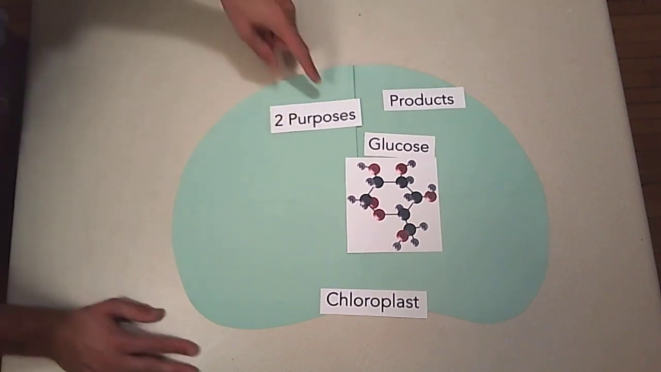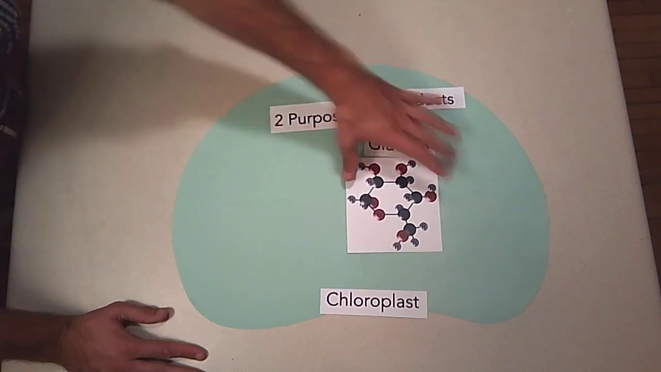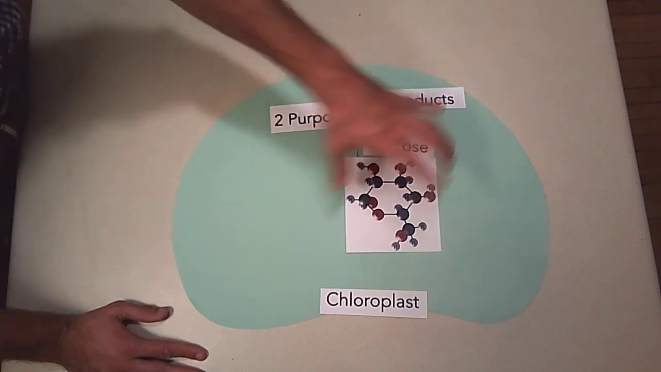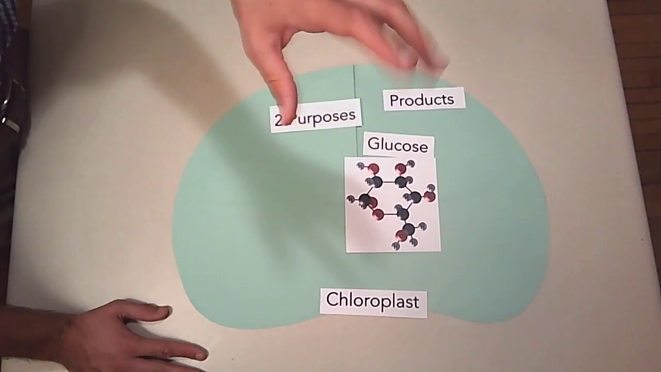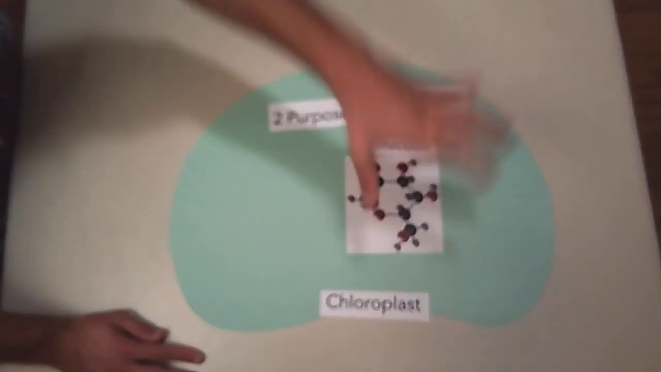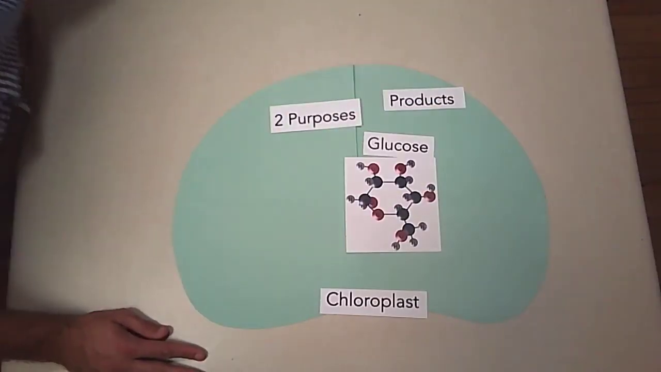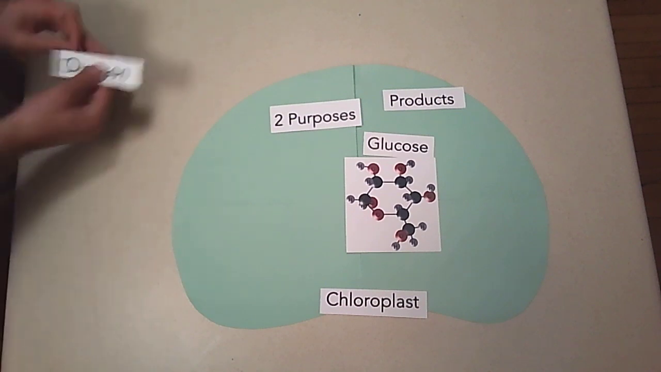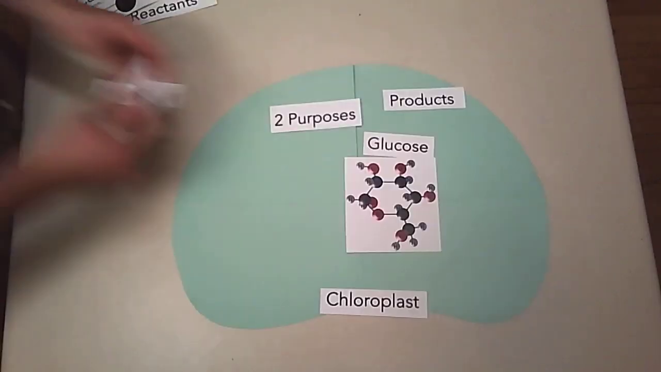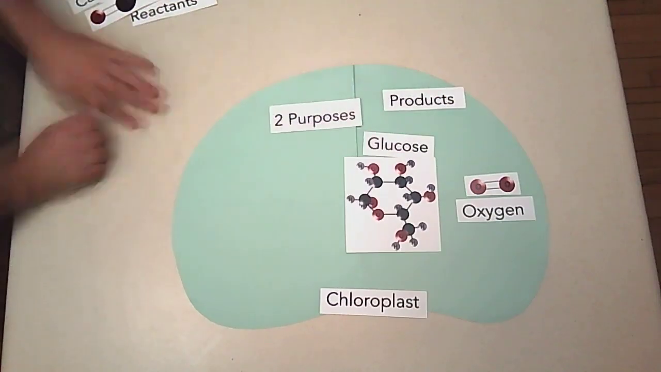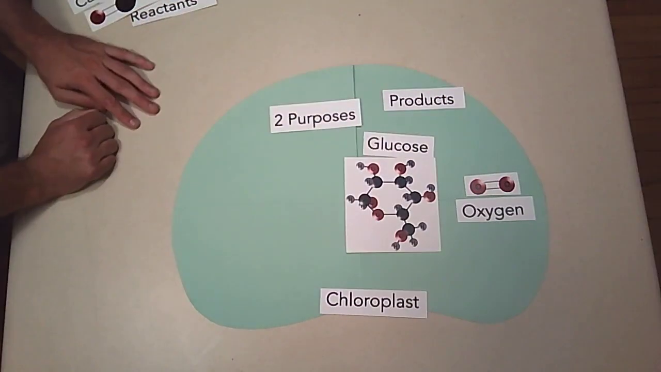Right? The second purpose is structure. So this glucose could become the building blocks, the bricks that make up the structure of the stem, the structure of the leaves, the structure of the bark. Right? And then we also have one other product from photosynthesis, and that's going to be oxygen.